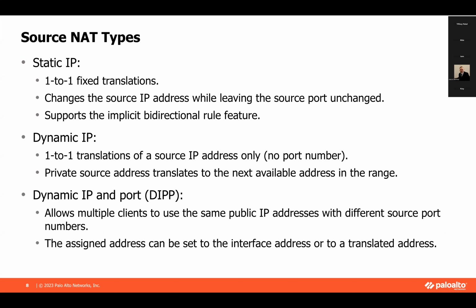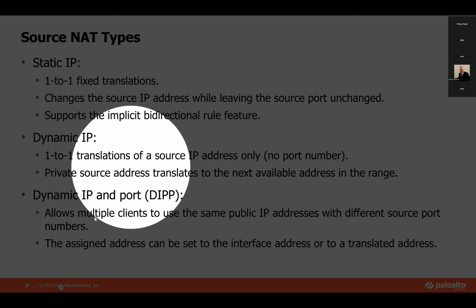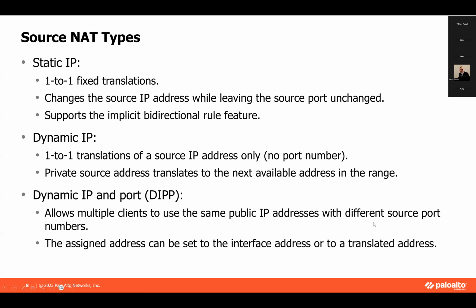And then your dynamic IP and port, this allows multiple clients to use the same public IP addresses with different source port numbers, and the assigned address can be set to the interface address or to a translated address. In this case, this is what you guys mostly use at home, this last one down here at the bottom, where you're taking a public IP address and translating it to multiple inside addresses. So a lot of times when it goes through the firewall, it's going to be a really high source port, like 55,000 something. On the inside, it's really going to be like port 80 or port 8031 or whatever you guys are setting up on the inside. All right.